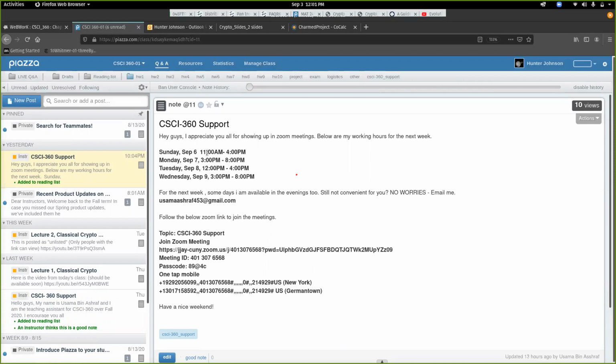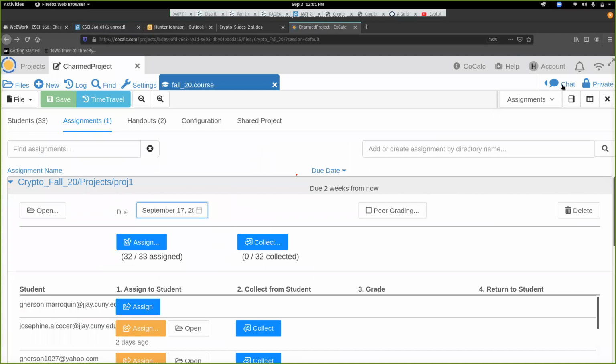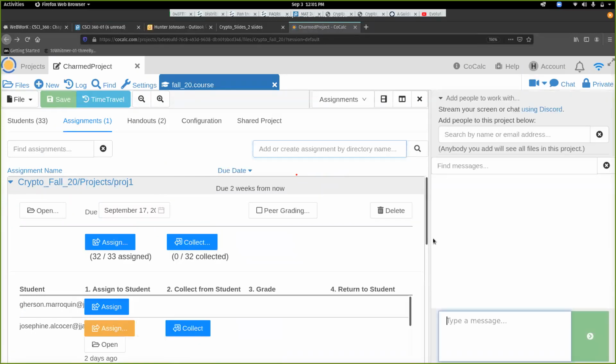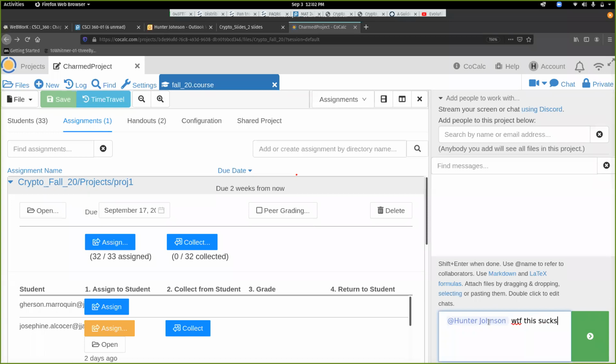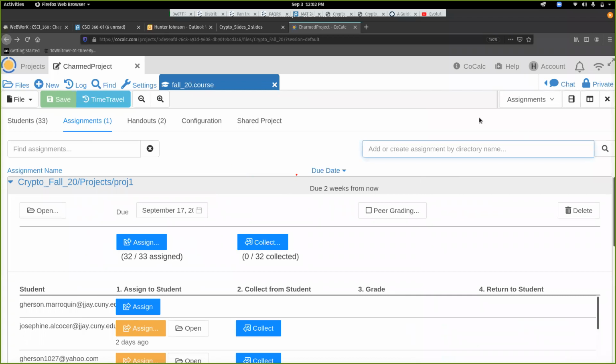If you really need to talk, remember that if you're working on project 1, you can always ping me on CoCalc by opening your chat window. It's most helpful if you do this in the same directory with your code, and then you say at Hunter, WTF, this sucks, or whatever you want to say. Then I'll get an email notification and I'll click on it and come back here and tell you what the problem is. So that is maybe resource number 1 when you're struggling with the code.